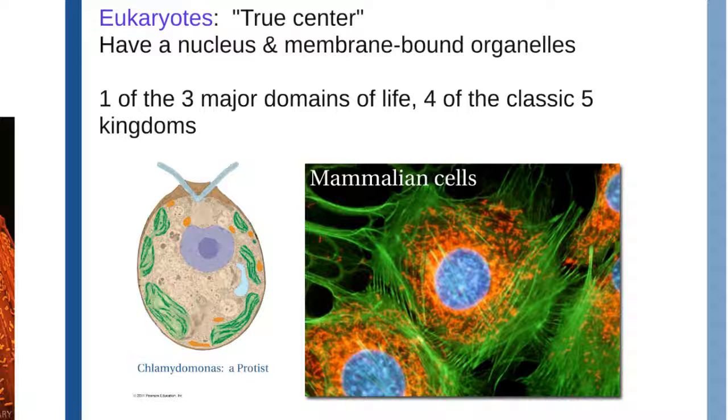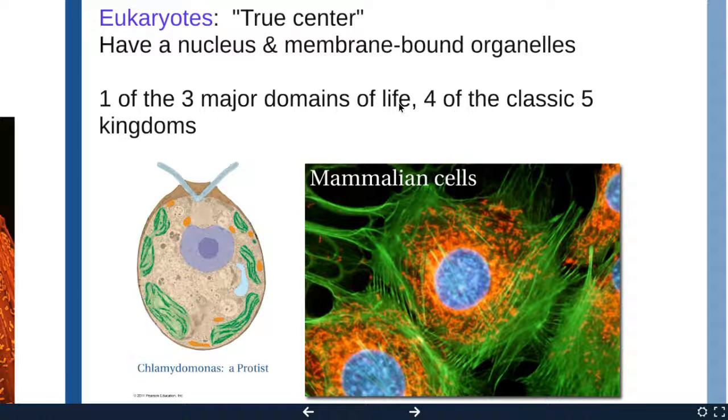Eukaryotes have this true center. They have a nucleus and they have membrane-bound organelles. They have a true nucleus. The third domain of life contains eukaryotes and 4 out of 5 of the classic kingdoms. So when you're looking at a classification chart or a tree of organisms, keep in mind that differentiation of terms, that 4 of the 5 kingdoms are found in one domain.